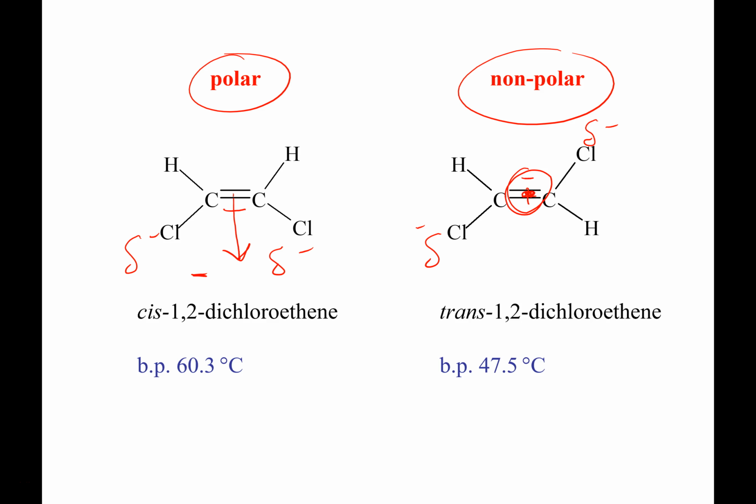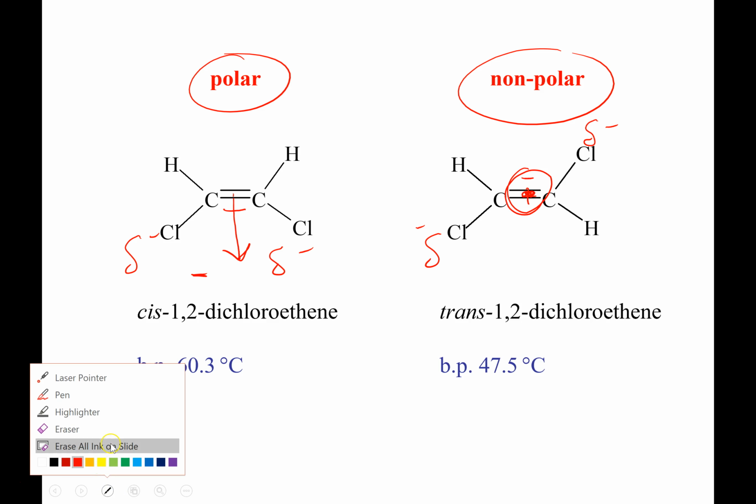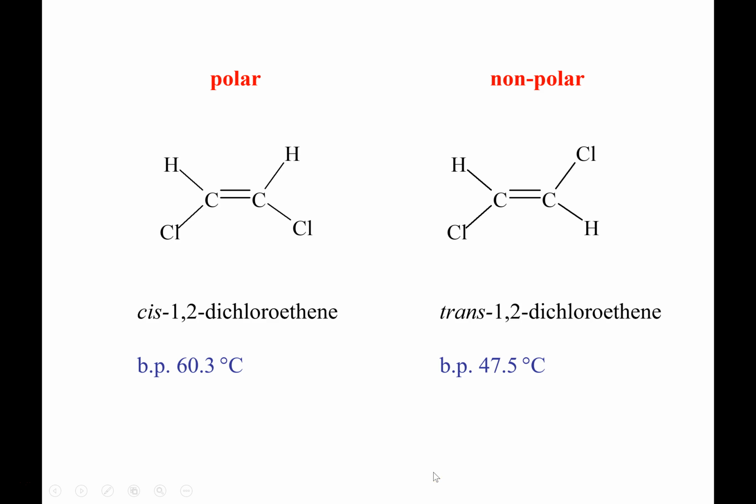But which ones? Yeah, symmetry. Let's see if I can erase all my stuff. On the board, I said that with symmetry, they stack and they're harder to melt. So let's see what sort of symmetry we have. We can actually do a plane of symmetry, so this side is like this side. But I couldn't go like this because that side's not like that.